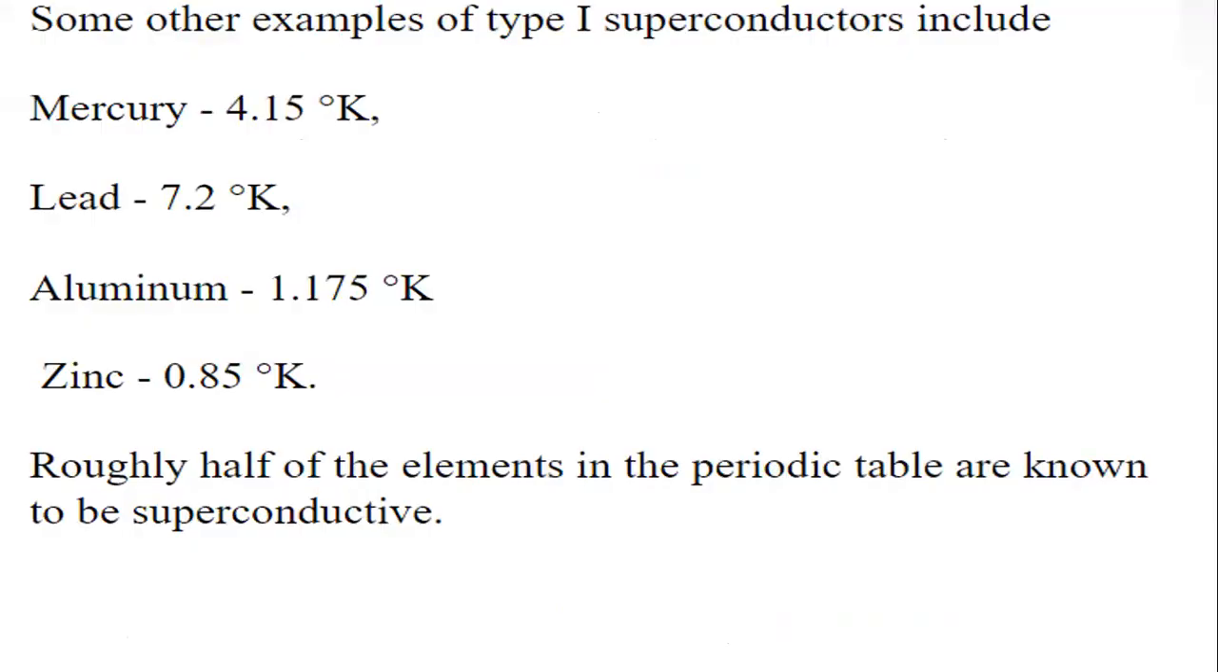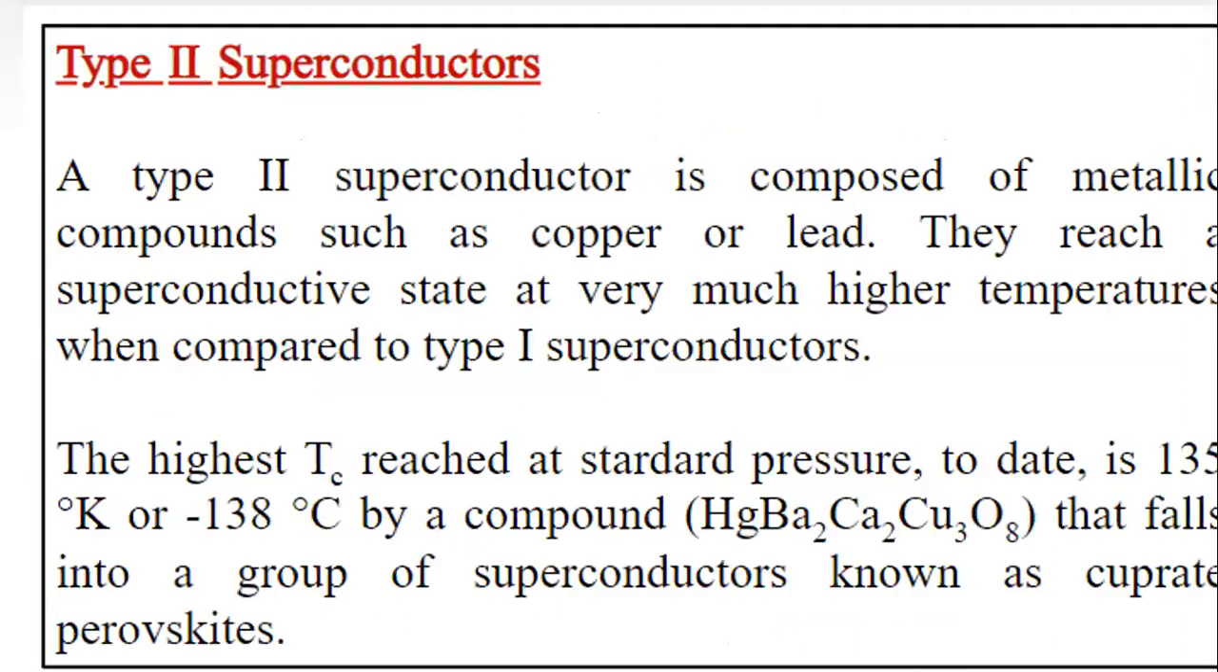Here some examples of type 1 superconductors are given, where mercury is 4.15 Kelvin, lead is 7.2 Kelvin, aluminum is 1.175 Kelvin, and zinc is 0.85 Kelvin. Roughly, this is the critical temperature at which you will find that they exhibit the superconductivity phenomenon. This is what we are actually dealing with.